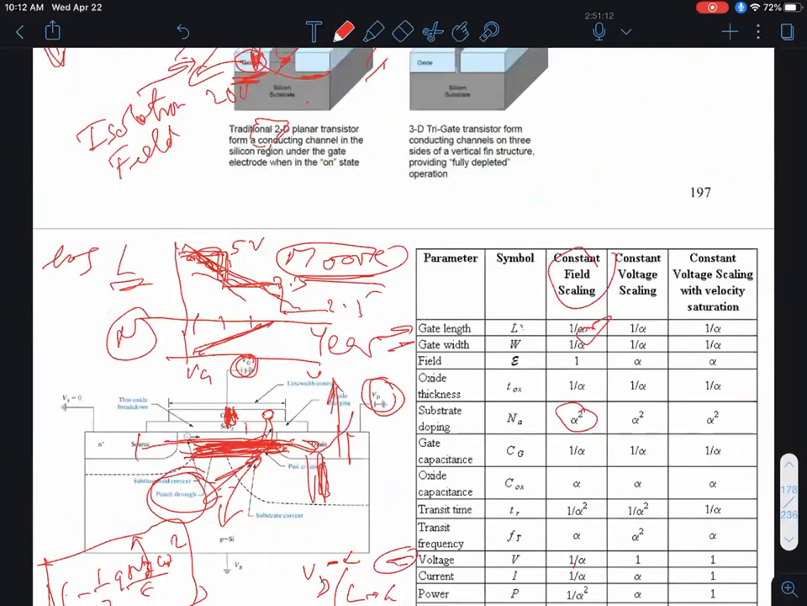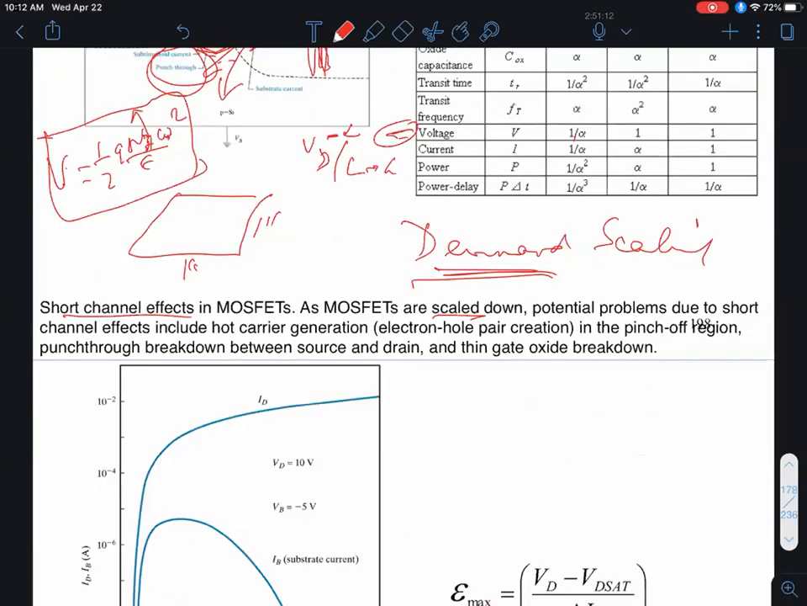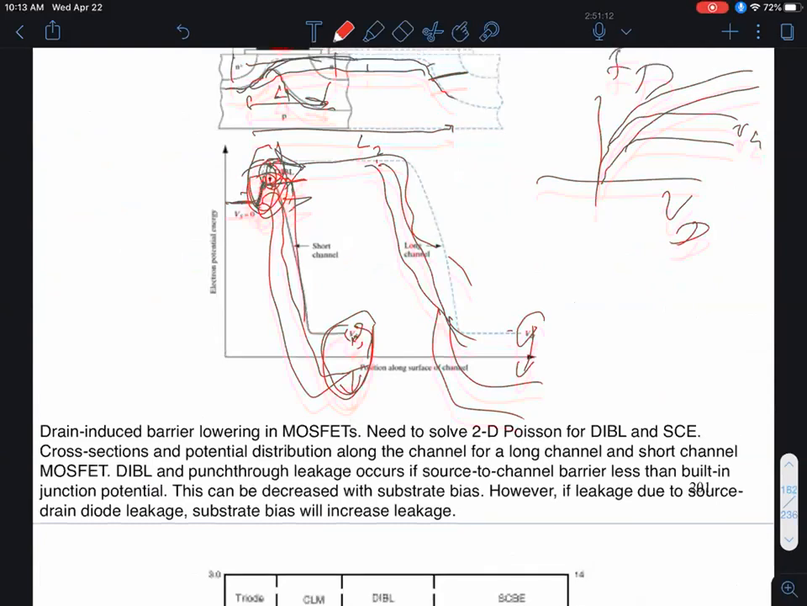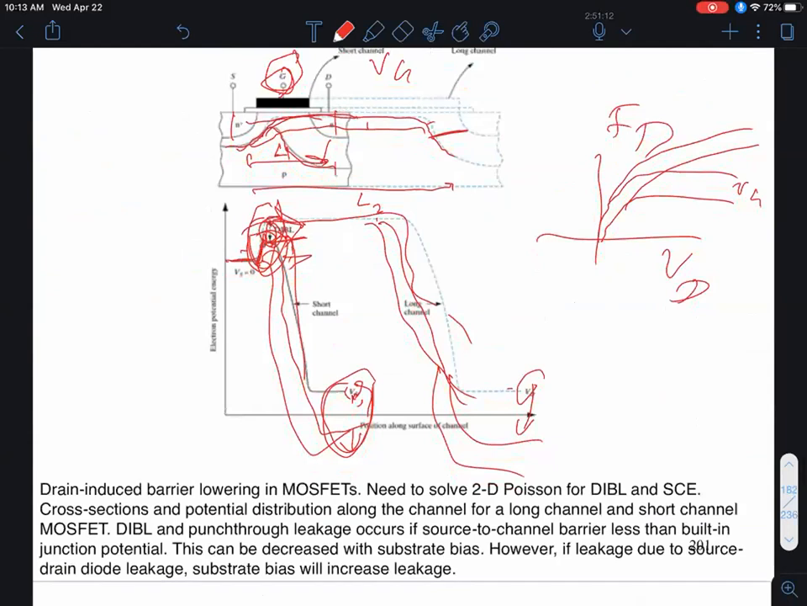You can solve this by increasing the channel doping, because if we increase the channel doping, these depletion regions will shrink, and then this drain depletion region will not be able to control the source to channel potential barrier. So even for short channel behavior, the depletion region shrinks, and the drain will not be able to modulate the source to channel potential barrier. The other thing you can do is apply a negative substrate bias, because that increases this potential barrier, and this problem of DIBL gets mitigated.